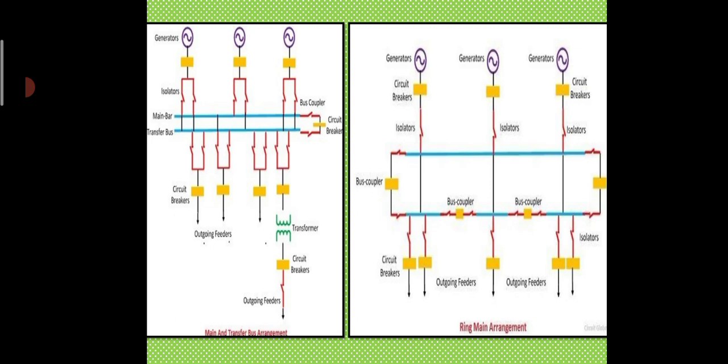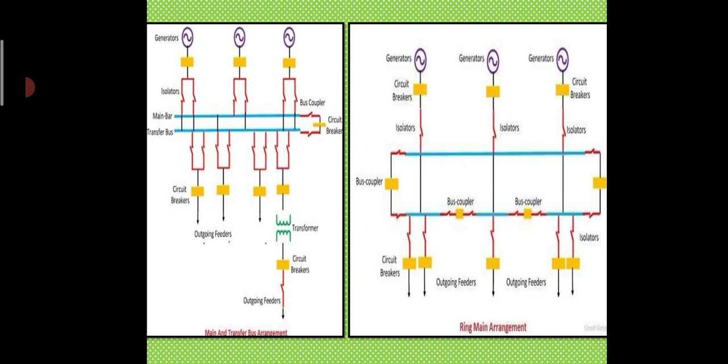Under normal conditions, all circuits are tied to the main bus. The transfer bus is used to provide service through the transfer bus tie breaker when it becomes necessary to remove a breaker from service. Only one breaker at a time can be removed from service, and the transfer breaker takes its place when it is out of service.